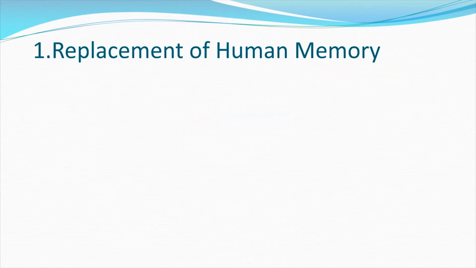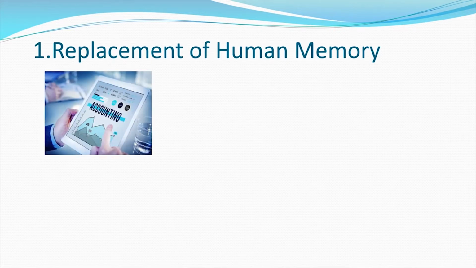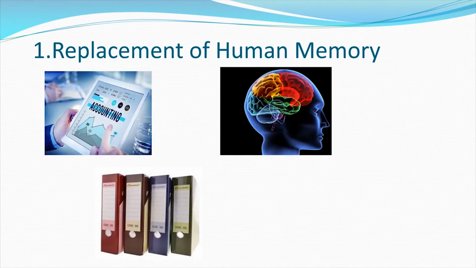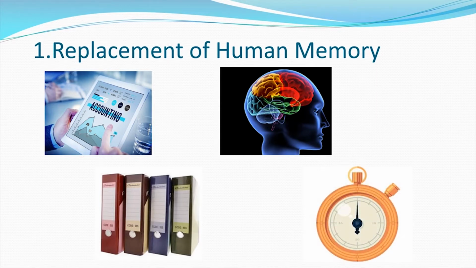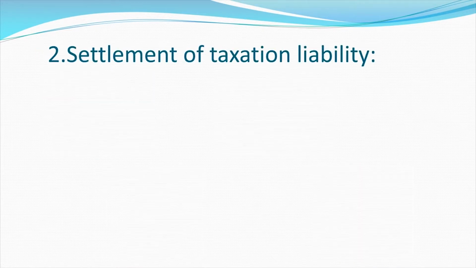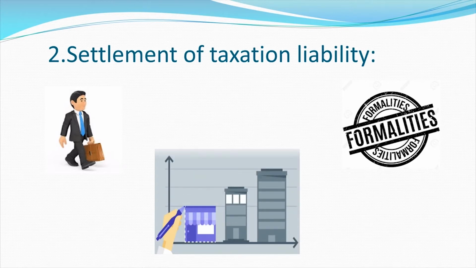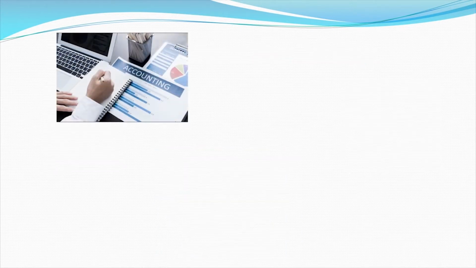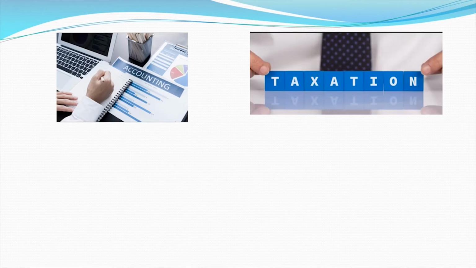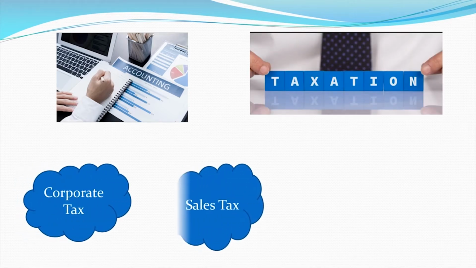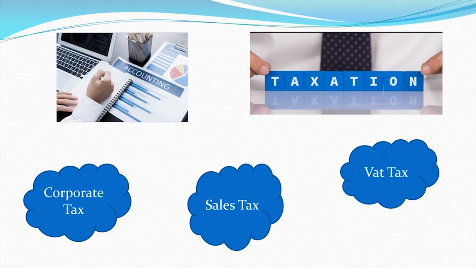The first one is replacement of human memory. Accounting replaces human memory as all the records are in the written form and can be recorded for a longer period of time. Next advantage is settlement of taxation liability. A businessman has to fulfill several legal formalities while starting and running his business. Accounting helps in making appropriate settlement of taxation liability like corporate tax, sales tax, VAT taxes, etc. In this way, accounting helps a businessman in settling his legal formalities.